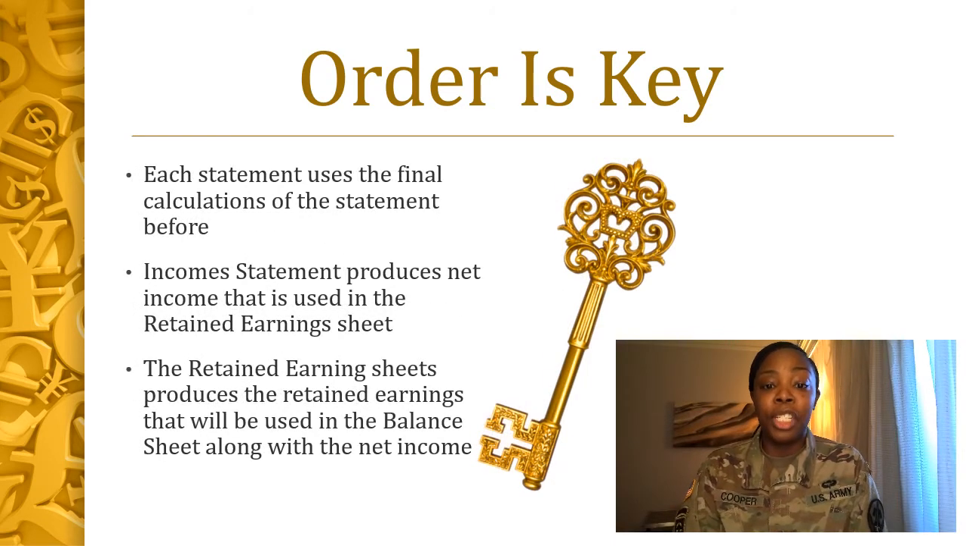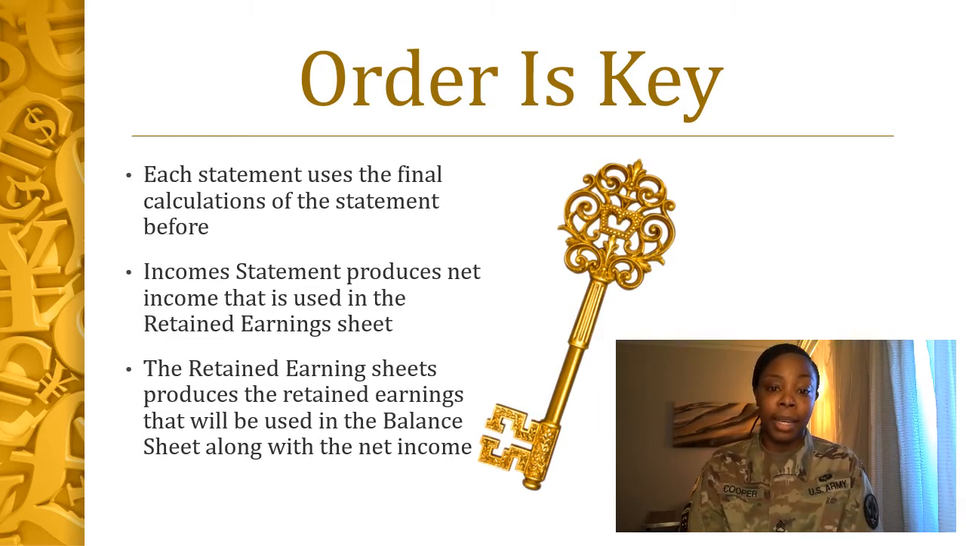Maintaining the order of these sheets is very, very important. For example, the income statement sheet uses revenues and expenses to calculate the net income. The net income is then used in the retained earnings sheet to calculate all of the money that is basically retained at the end of the fiscal year or the month or however the sheet is calculated.